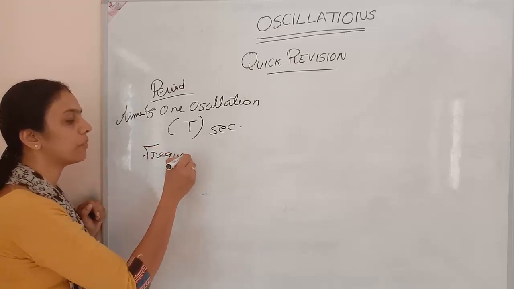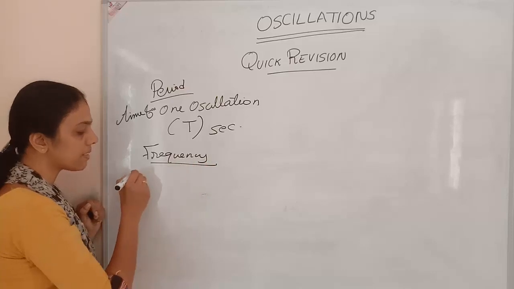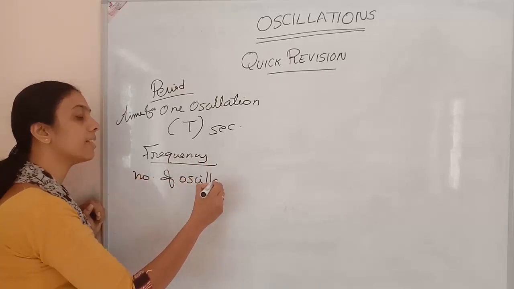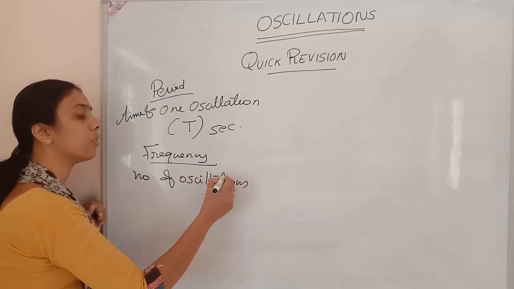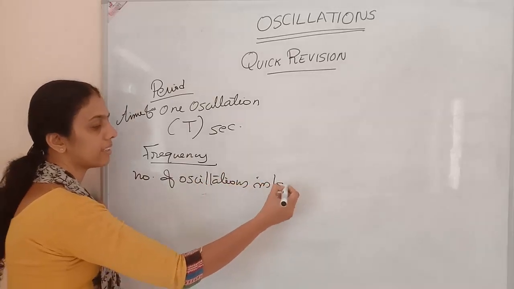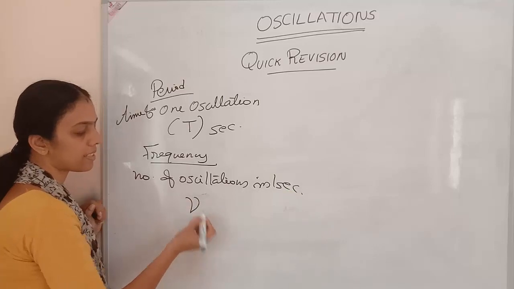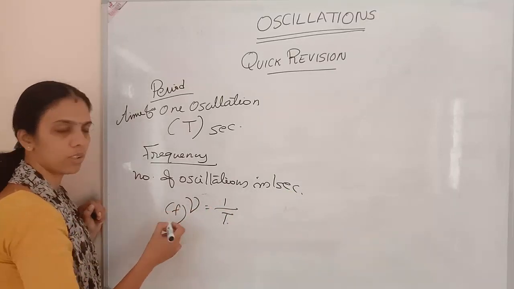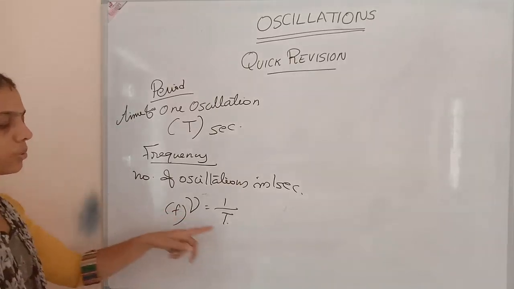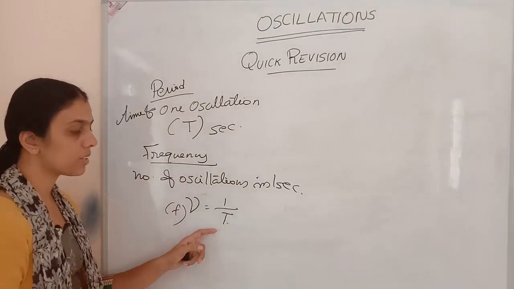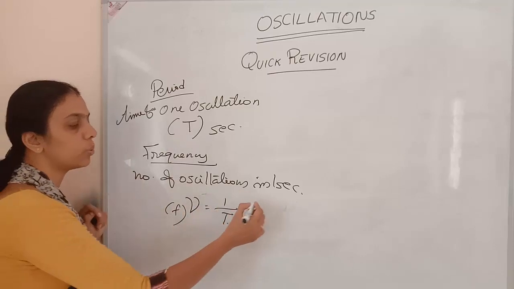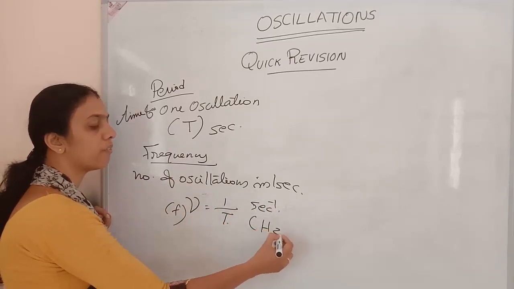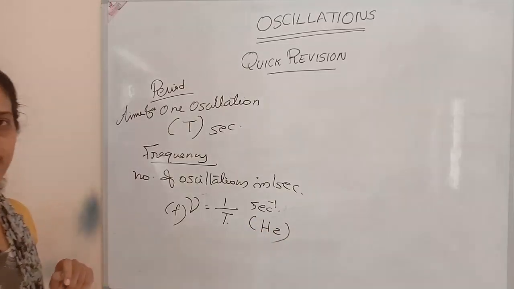What is meant by frequency? Frequency is the number of oscillations in 1 second. It is represented by nu, or we can write f also. The formula is nu equals 1 by T. The unit is second to the power minus 1, or hertz. We will explain that.